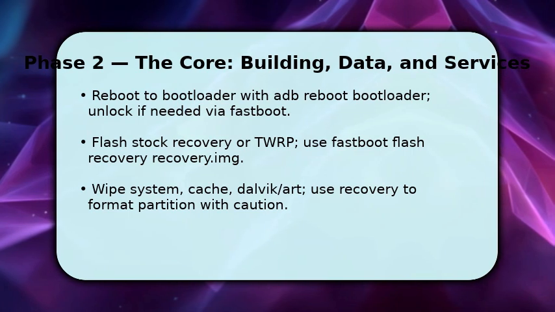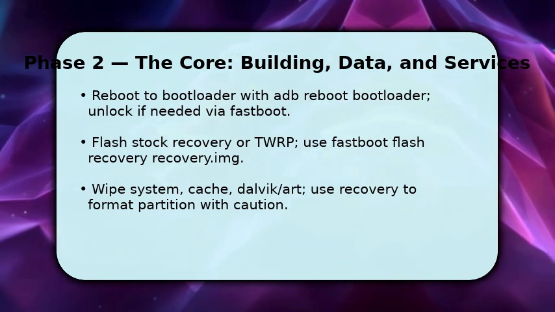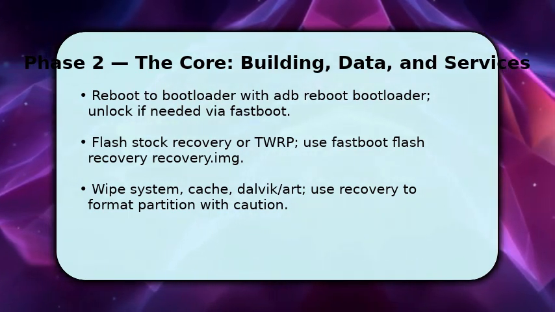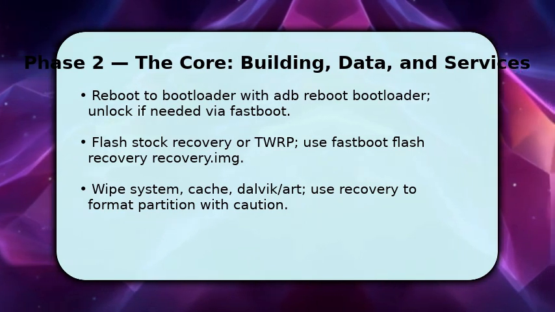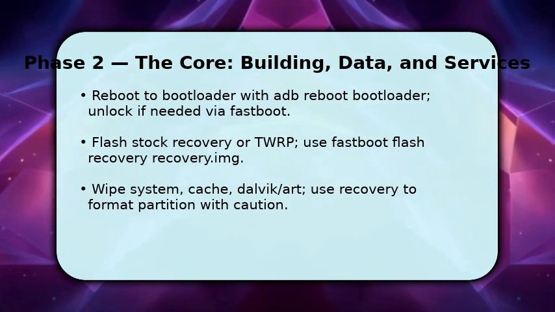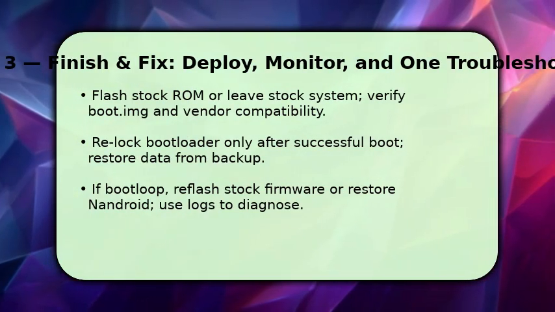Boot recovery, then wipe system, cache, and Dalvik/ART partitions. Formatting system removes the current ROM. Make sure to follow device-specific partition names to avoid mistakes. You finish by installing the replacement or leaving the phone unROMmed.